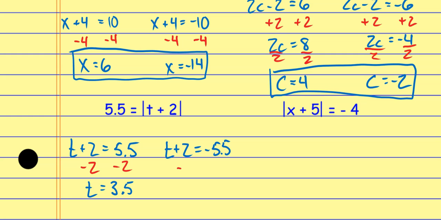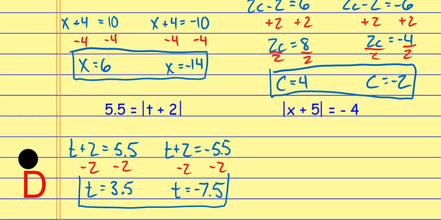This one I'm going to subtract the 2. t equals a negative 7.5. And that's it. Those are the two values that work, okay? So again, whatever's inside the absolute value, we just split this up and say, hey, it could equal the positive version or the negative version. Those are both the same distance away.